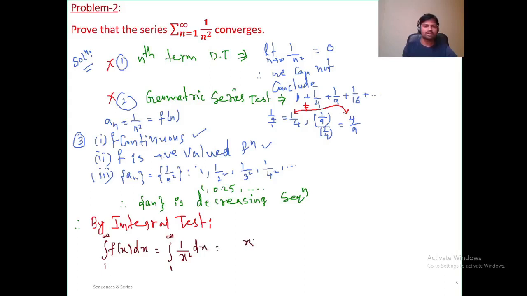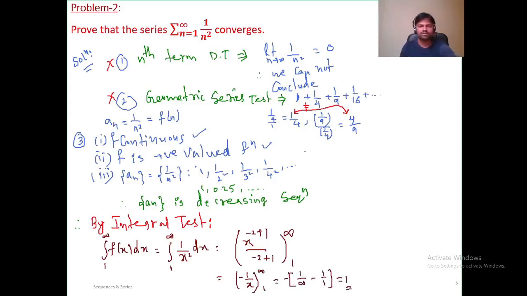What is this? x power minus 2 plus 1 by minus 2 plus 1, right? You write this on the numerator, you will get x power minus 2. So the integration is x power minus 2 plus 1 over minus 2 plus 1, from 1 to infinity. If you simplify this, you will get minus 1 by x, from 1 to infinity. Now the minus is outside: 1 by infinity minus 1 by 1, and what you are getting? You are getting 1. So this is a finite value.